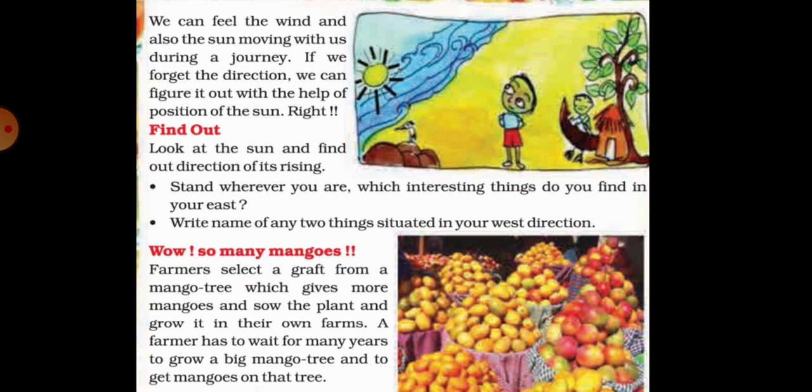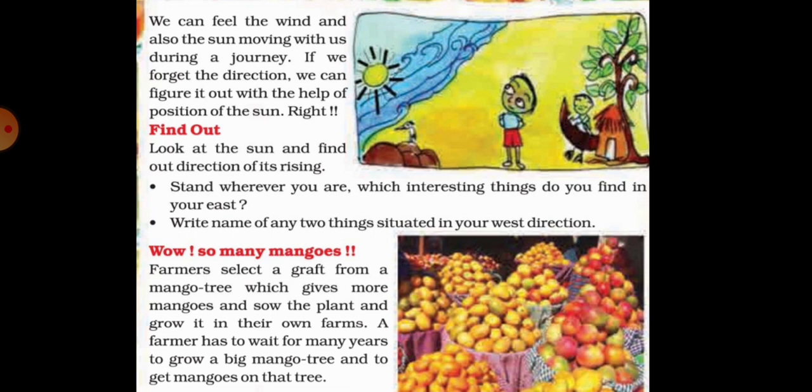We can feel the wind and also the sun moving with us during a journey. If we forget the direction, we can figure it out with the help of the position of the sun, right? Dear students, whenever we travel from one place to another, at that time we feel wind, and we also feel like the sun is also moving with us. So here, if we forget the direction, we can figure it out with the help of the position of the sun.